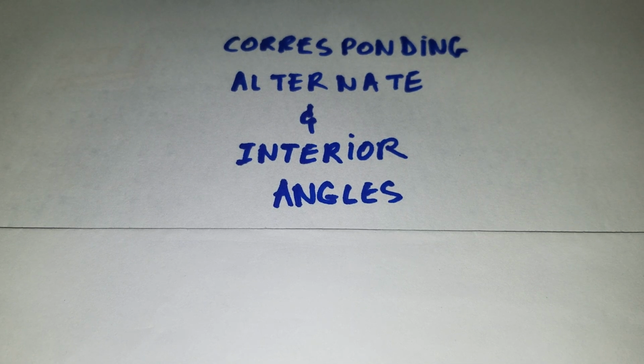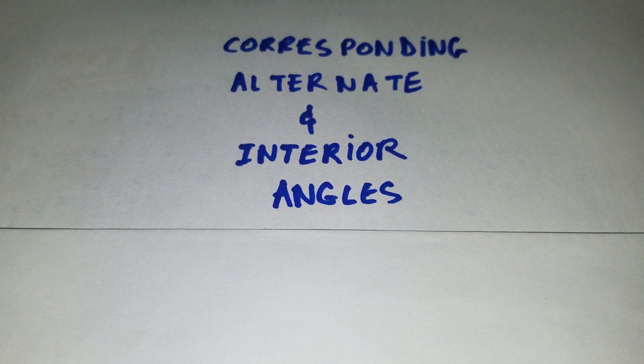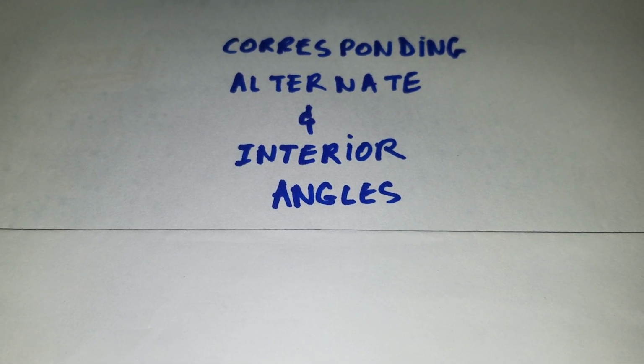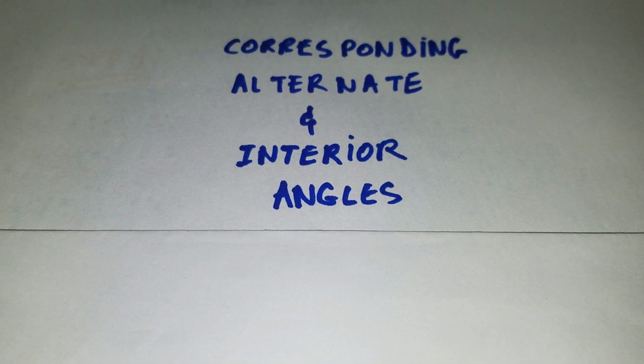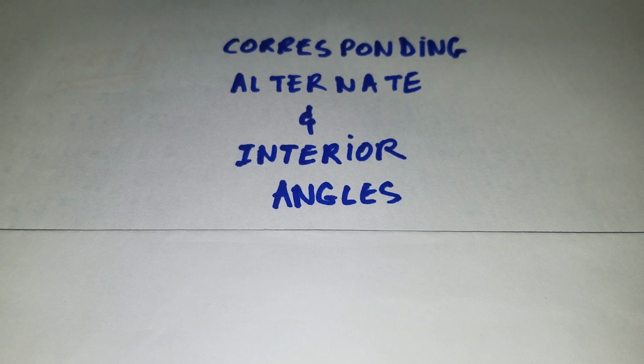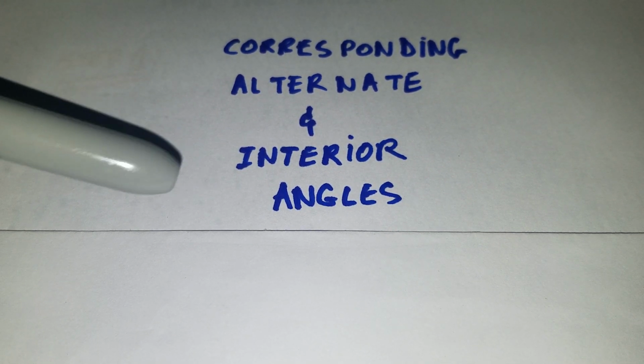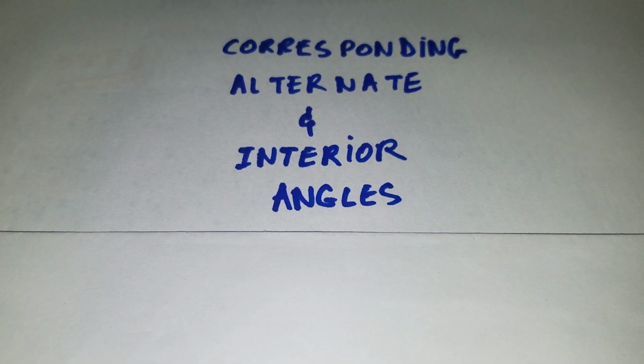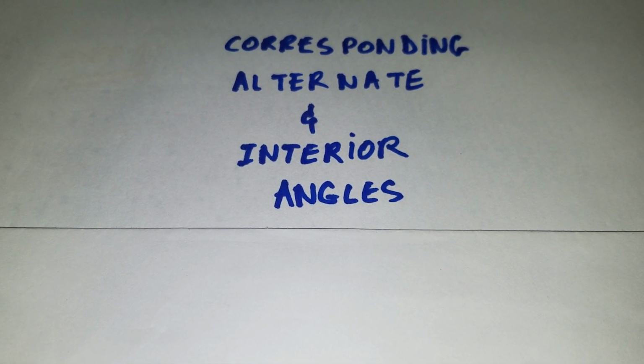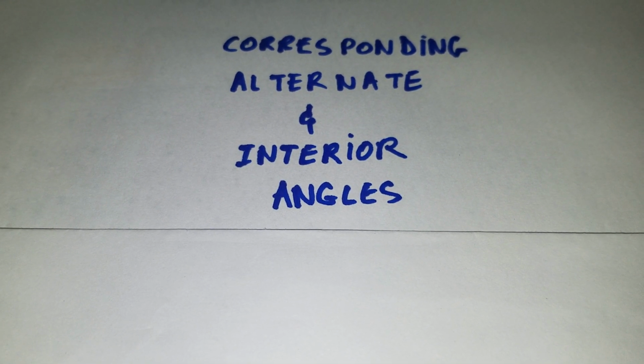Today we'll be looking at the final property of angles and straight lines. And this property encompasses many different rules: corresponding, alternate, and interior angles. How we can identify them and how we can use them to solve different geometry questions.